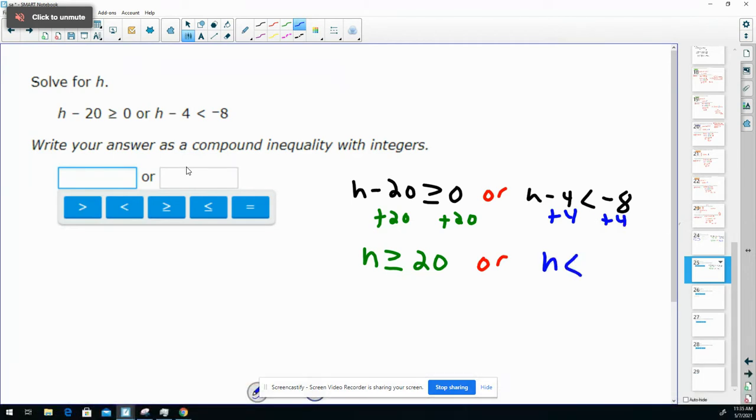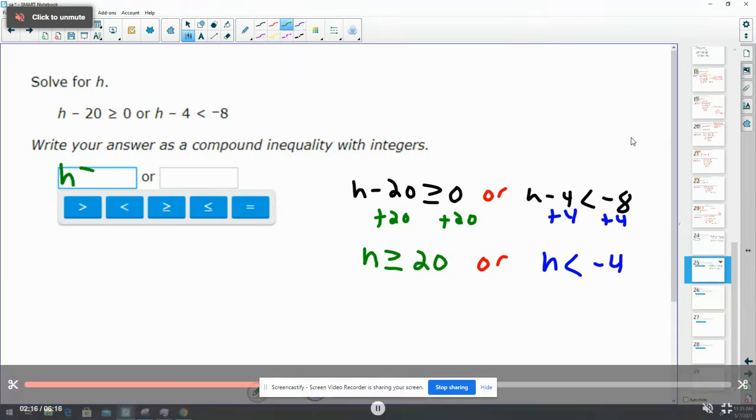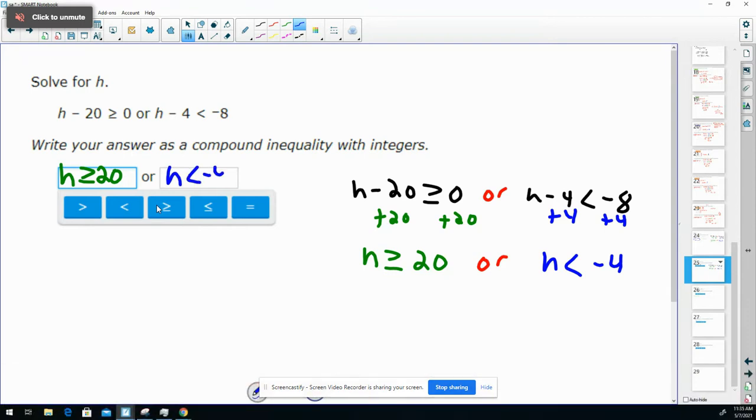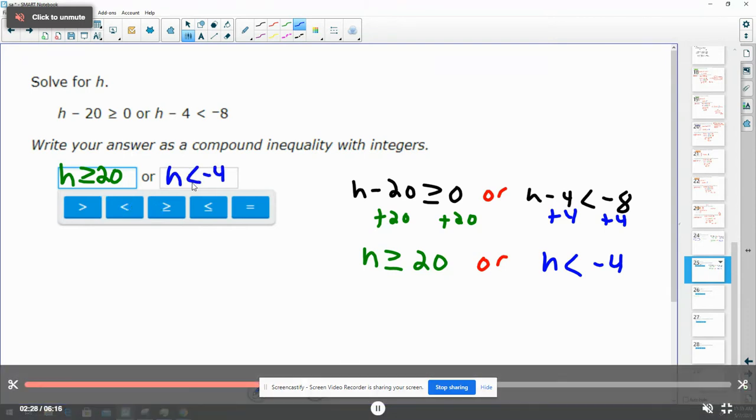So we'll get h is less than 8 minus 4 is 4, but it's negative 4 because 8 has a bigger absolute value, so it keeps that negative sign. Remember, 1 minus sign is just to subtract like normal. So we have h is greater than or equal to 20. Make sure you click the correct button. Don't click the wrong button. We have h is less than negative 4. Again, making sure you click the correct button when you type it in.